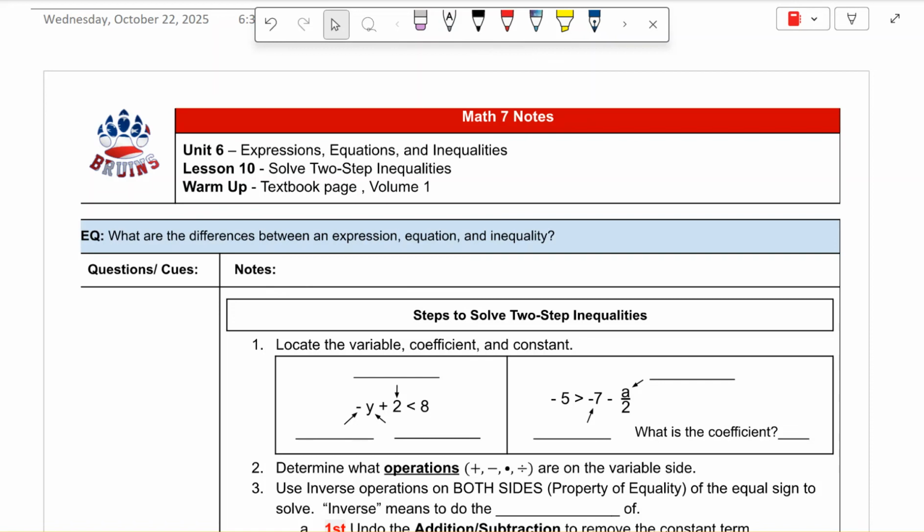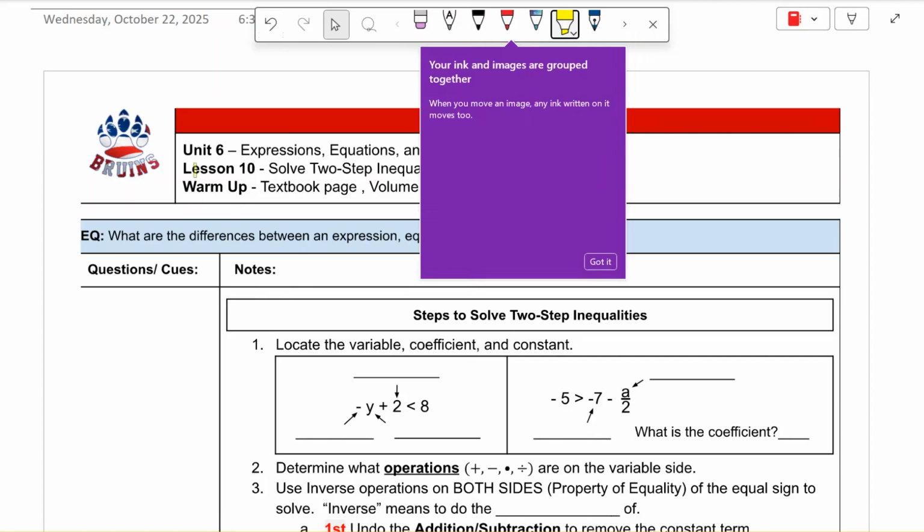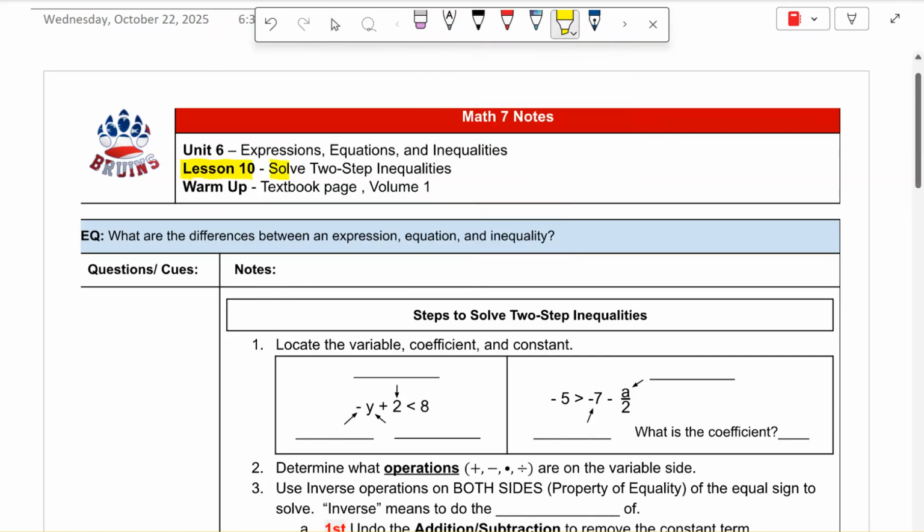You've made it. We are on the last lesson, lesson 10 of Unit 6. Lesson 10, solve two-step inequalities. This should sound very familiar to a more recent lesson about solving two-step equations. Now we are talking about inequalities. And our inequalities are less than, greater than, less than or equal to, or greater than or equal to. So look back at your notes if you need a refresher.